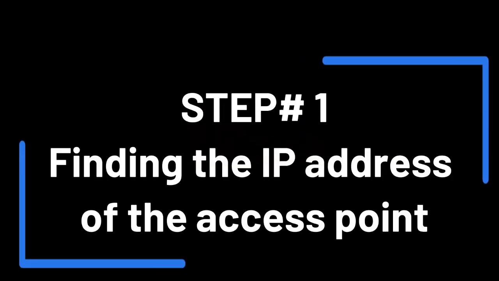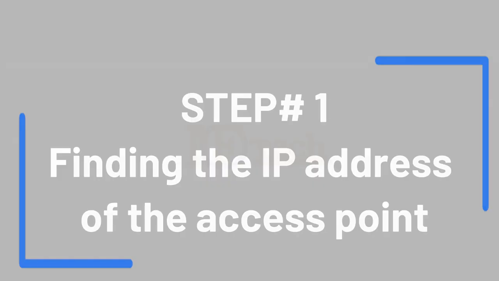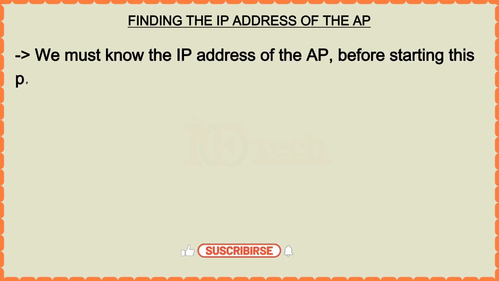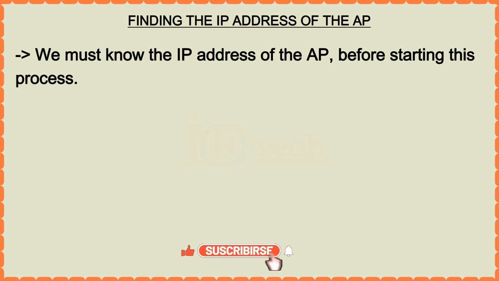Step number 1. Finding the IP address of the access point. Whenever we have to upgrade or downgrade the firmware of a network device, we must first know the IP address of that device, before starting the upgrade or downgrade firmware process. The question is, how would we find the IP address of our access point, if it is connected to the network and acting as a member AP of our RUCKUS Unleashed network?